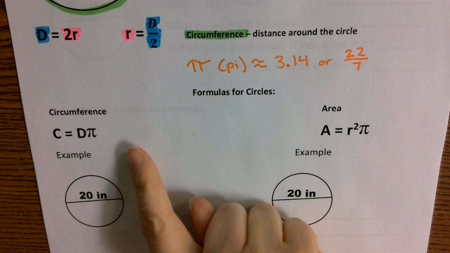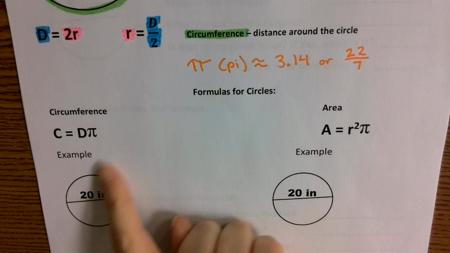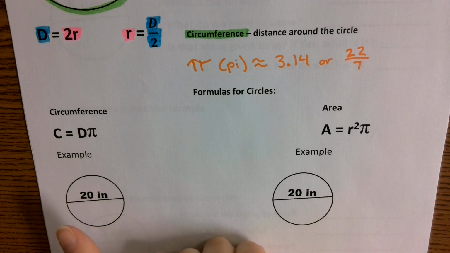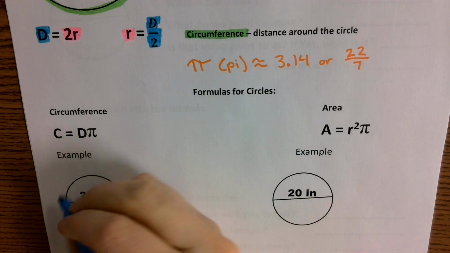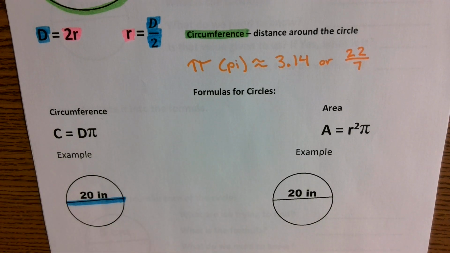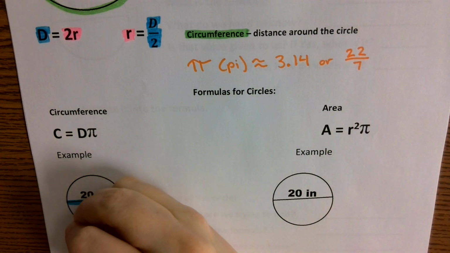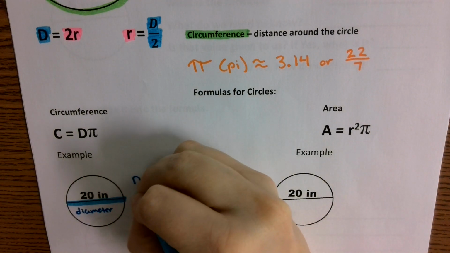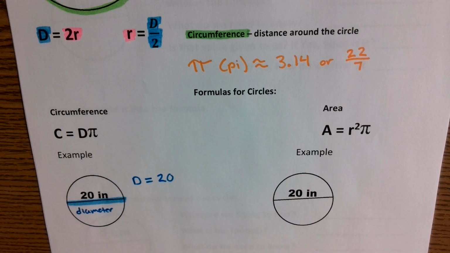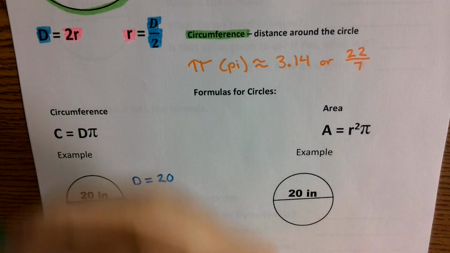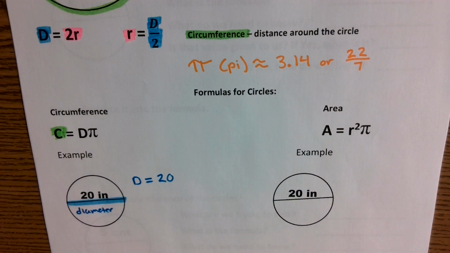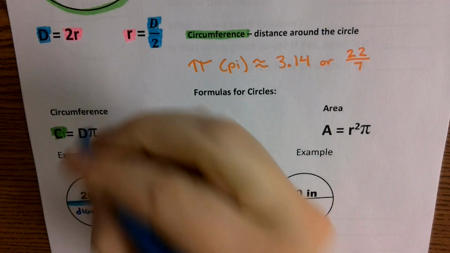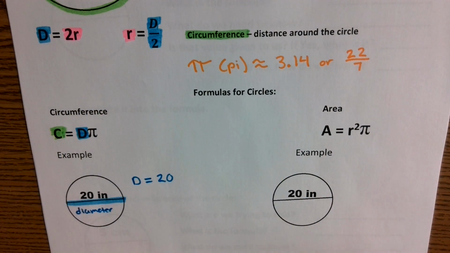All right. So for example, if I'm wanting to find the circumference given 20 inches for my diameter, again, I know that this is the diameter because it's the measurement that extends across the entire inside of the circle. Then what I'm going to wind up doing is just taking that diameter measurement, which was 20, and plugging it into my formula. Again, my formula is circumference, which is found by multiplying your diameter times pi.